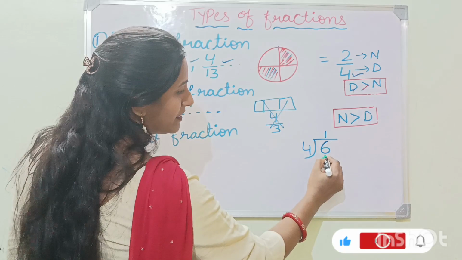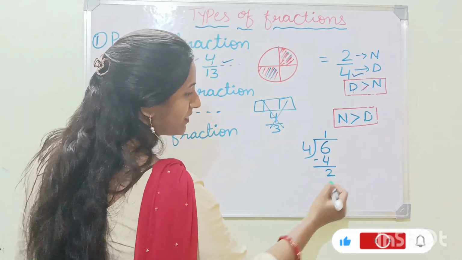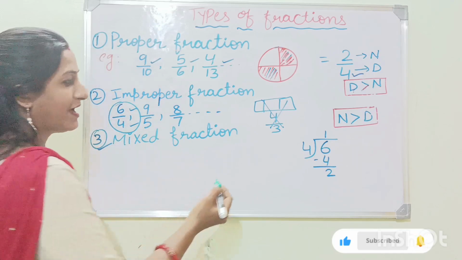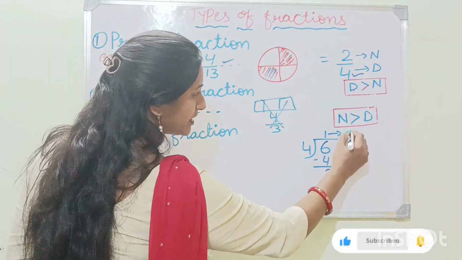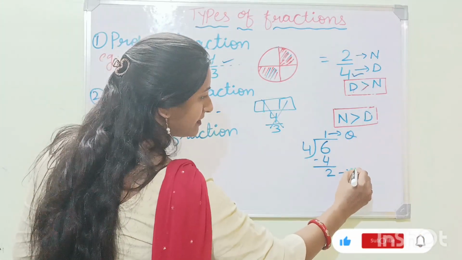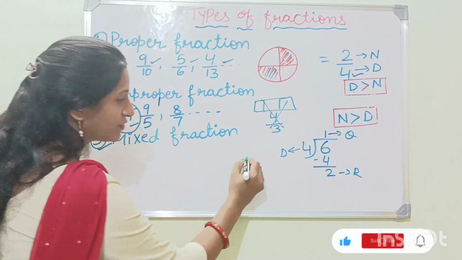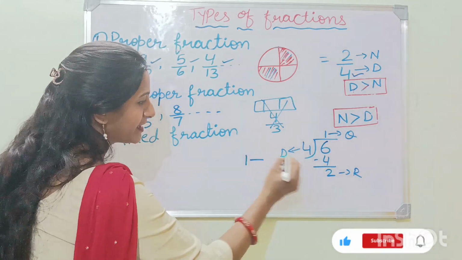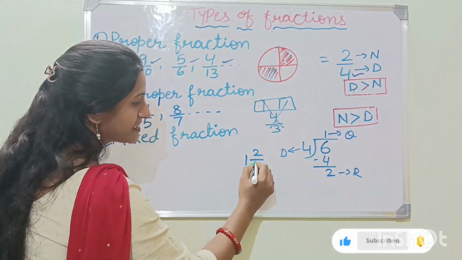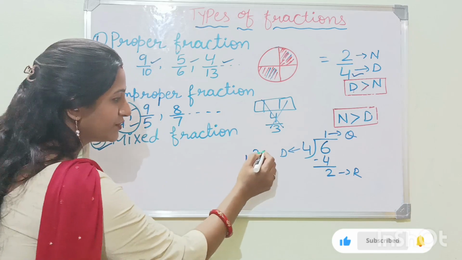One time here, subtraction. 6 minus 4 is what? 2. How to write it as a mixed fraction? So write here first the whole. This is your quotient, this is your remainder, this is your divisor. So first you will write the quotient, then your remainder. Remainder is 2, divisor is 4. So we can call it 1 and 2 by 4.